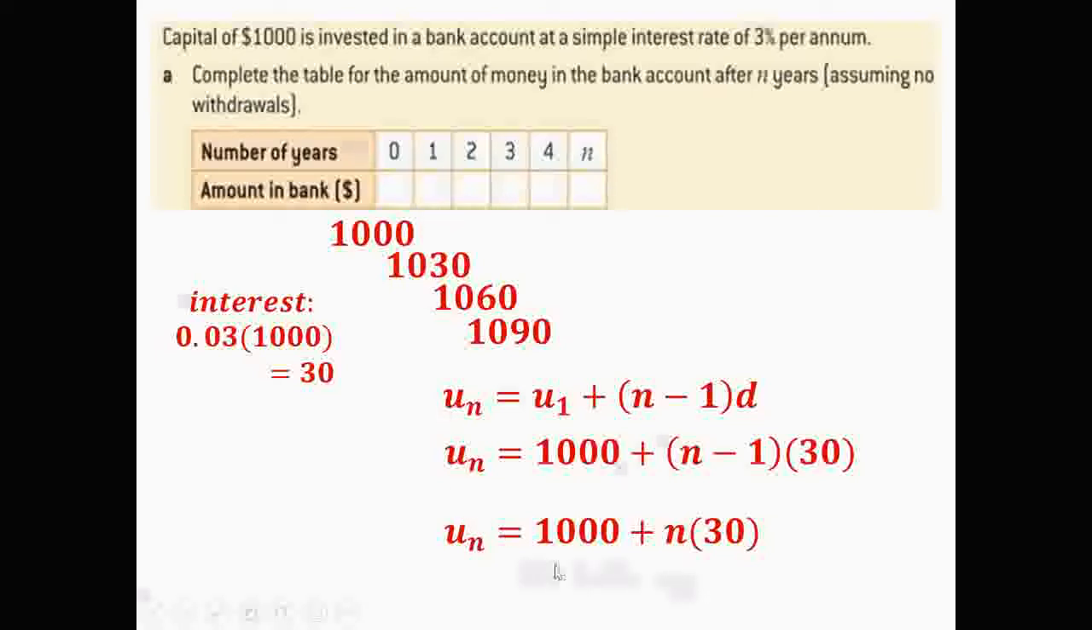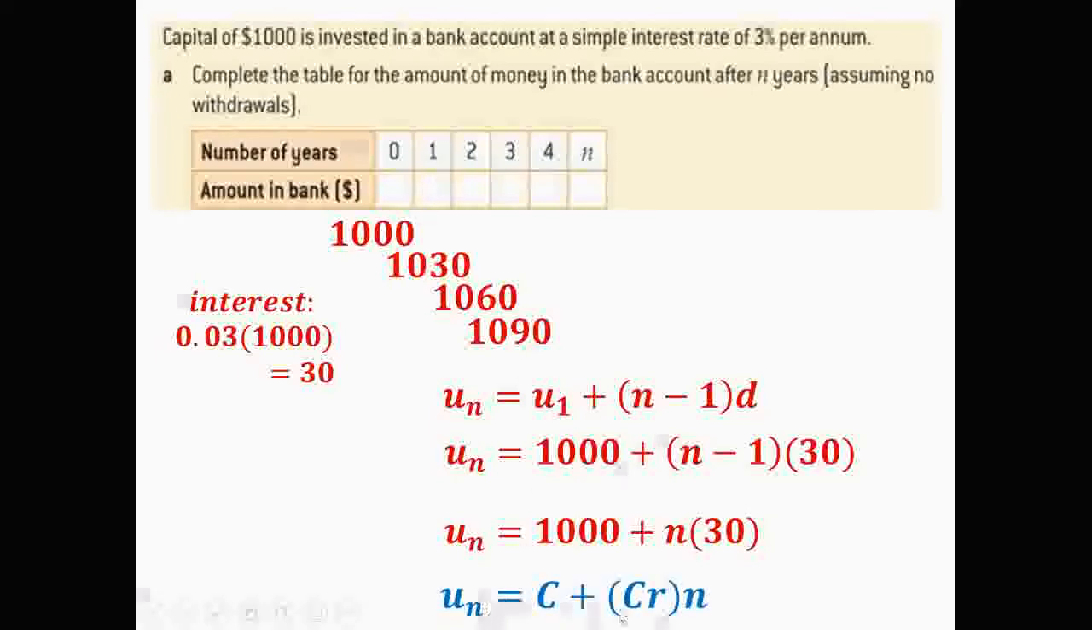So I change the rule like this, because now if I put 1 in here, if I say, what happens after 1 year? So U1, and I put a 1 in here, that makes sense. After 1 year, I have 1,000 plus 30, and I have that. So I've changed the arithmetic rule just slightly to adjust for the fact that the 0 year here is U1 in the sequence, but I want this to be called U1 here. Okay, anyway, there's the rule.